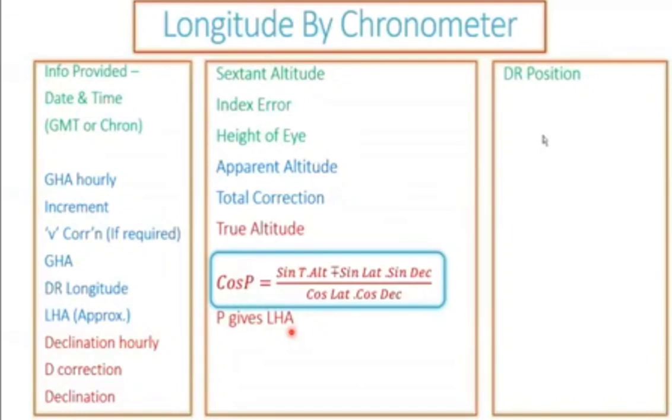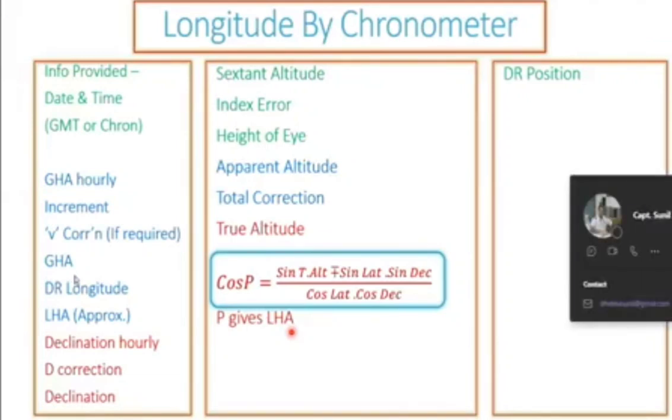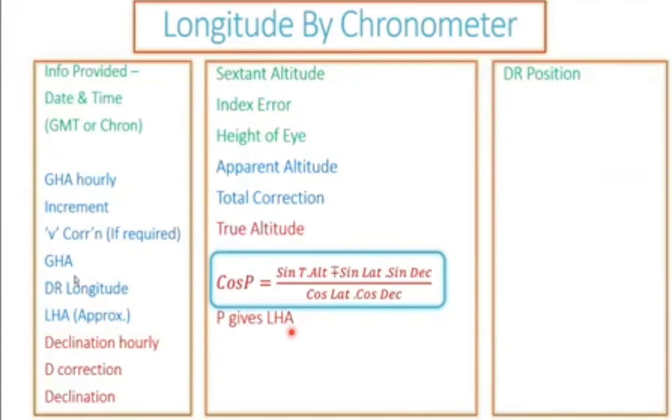Sir, ये LHA approx will be given in the question? LHA approx will not be given in the question. You will find it using the DR longitude and the GHA. अगर DR long भी नहीं दिया हो तो? बेटा DR long दिया होगा questions में. अगर नहीं दिया होगा किसी question में, there is a slight possibility.